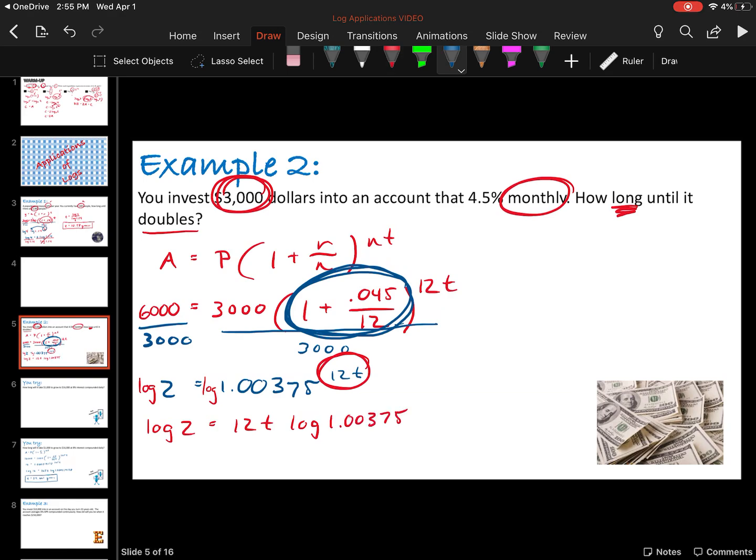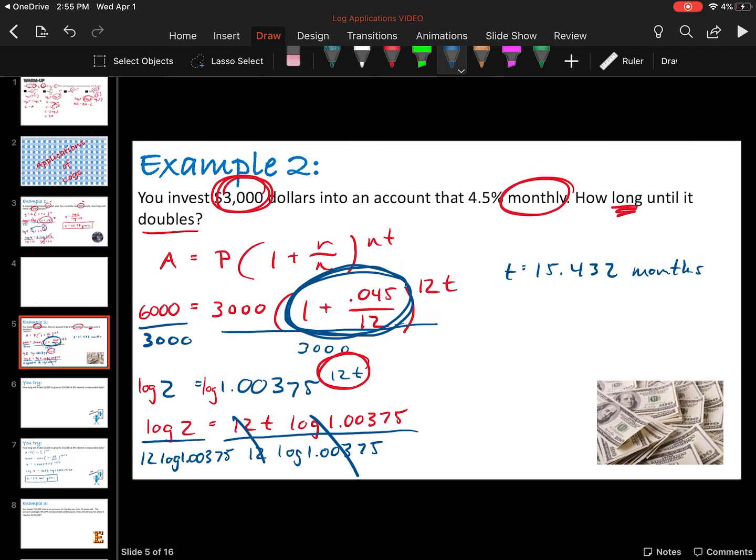We're going to divide both sides by, I want to isolate the t now, so I'm going to divide by 12 log 1.00375 on both sides. Type it in your calculator. I already typed it in, so I should have an answer. You should type it in as well to make sure you're getting the same thing. T is isolated. You should get 15.432 months.